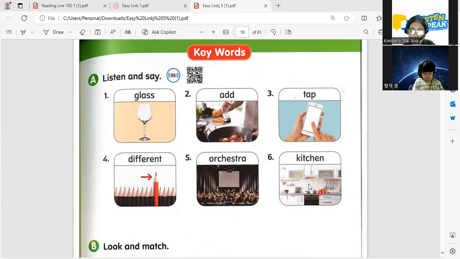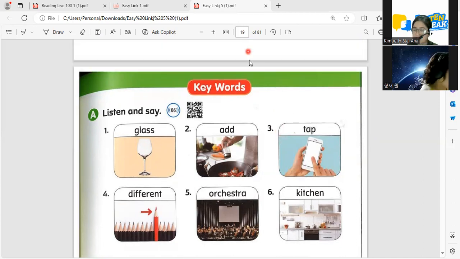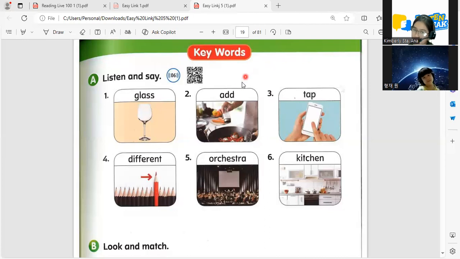Kitchen. What do you do in the kitchen? Cook food. Okay, you eat in the dining area, but if it's in your kitchen too, then that's correct. You can eat food here and you can cook food here. So these are the words that we learned for tonight.